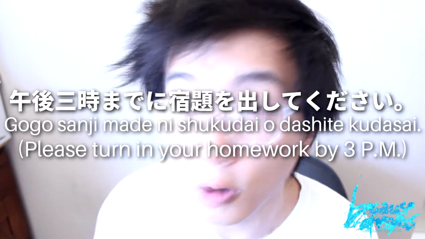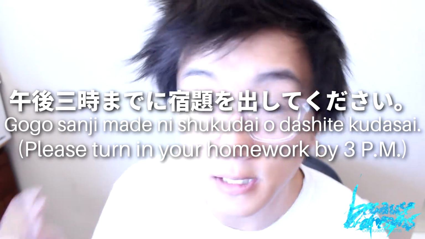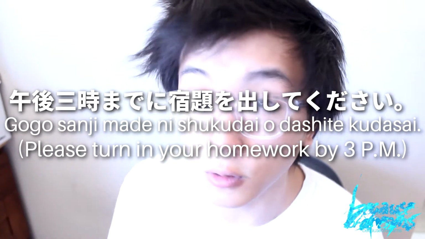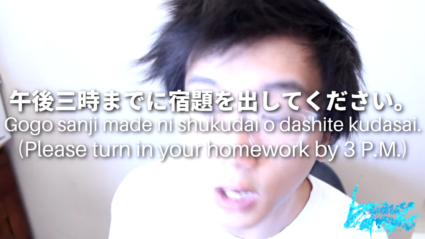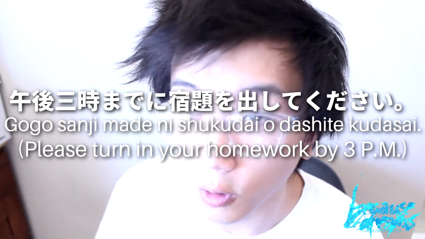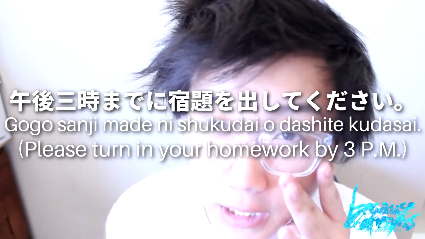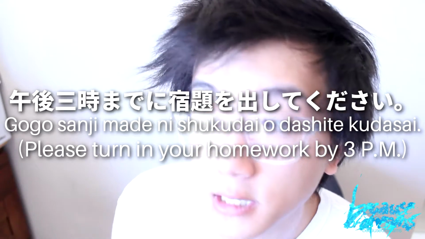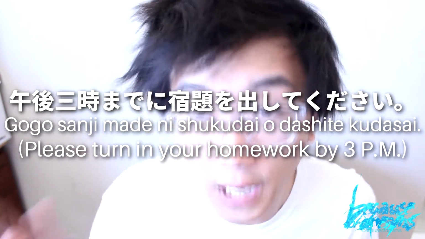Then after gogo, we have sanji, and san is the number 3, and ji is a marker for time. So sanji translates into 3 o'clock. So gogo sanji is going to mean 3 p.m., or 3 o'clock in the afternoon, or whatever. And then here we have our grammar pattern, made ni. So made ni is going to be applying to gogo sanji. So basically gogo sanji is taking the place of the variable X in our grammar construct, so by 3 p.m.